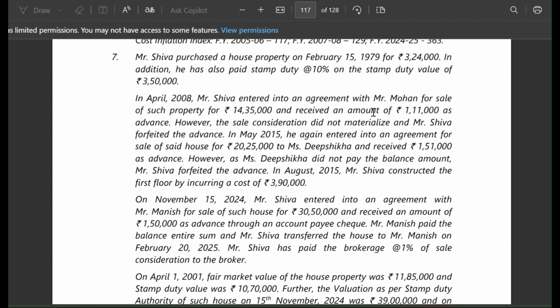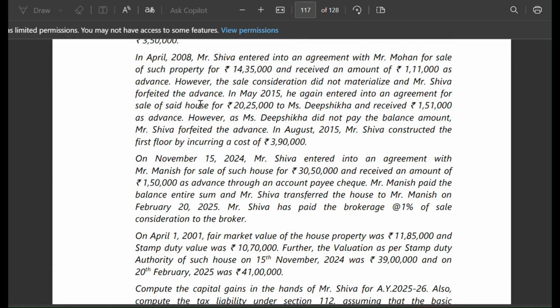And Mr. Shiva entered into an agreement for the sale, and he also received an advance of 1,11,000. Here in this case, he forfeited the advance. He entered into the agreement in 2018, which is after 1/4/2014. So you should remove that advance value from the cost of acquisition.